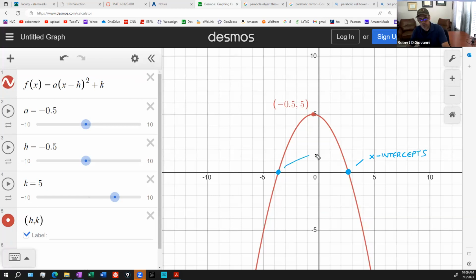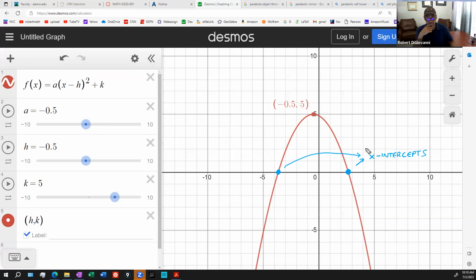And in this case, we have two of them, don't we? We have two x-intercepts. And it would be really nice if we could figure out where they were. Because when you think about an object being thrown, that's where the object would hit the ground, all right? So if I throw something through the air, it travels like a parabola, then that x-intercept is where that object would land. So it'd be nice if I could find those, right?